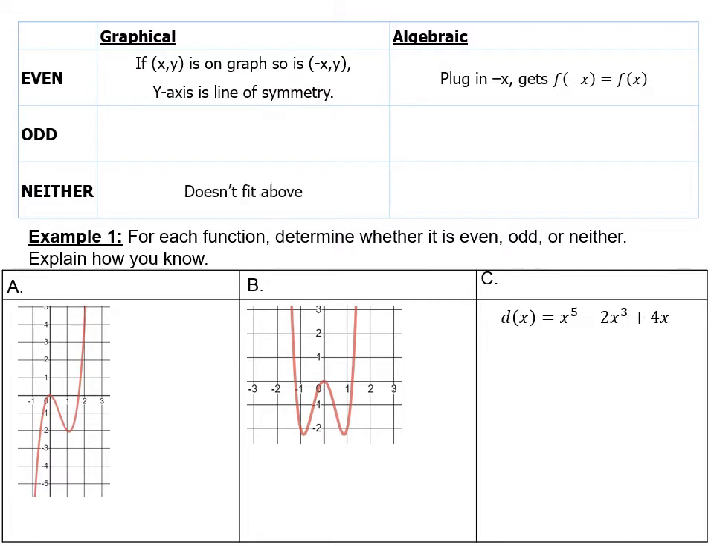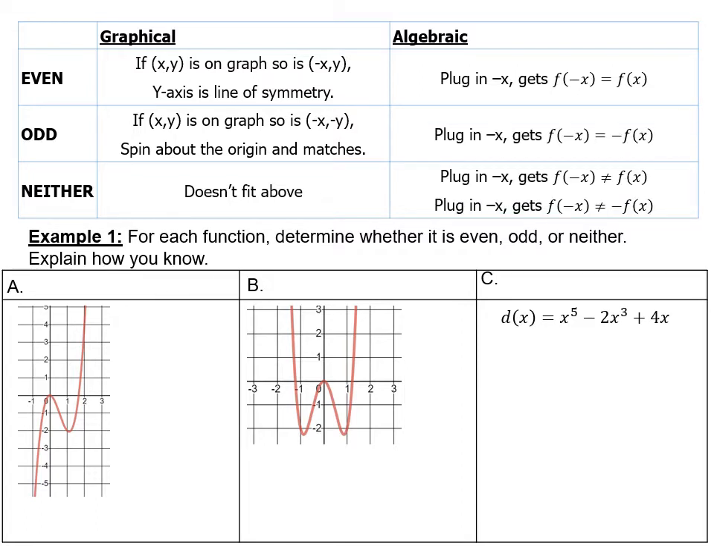An odd function, well, neither, it doesn't fit either of the above. Odd: if (x, y) is on the graph, then (negative x, negative y). That means if I have something in the first quadrant, I have something mirror image in the third quadrant. Graphically, as you spin about the origin, it matches. Algebraically, you plug in negative x for all the x's, and you get the negative of the original function. That means if you take negative 1 times all the terms, you get the original function.